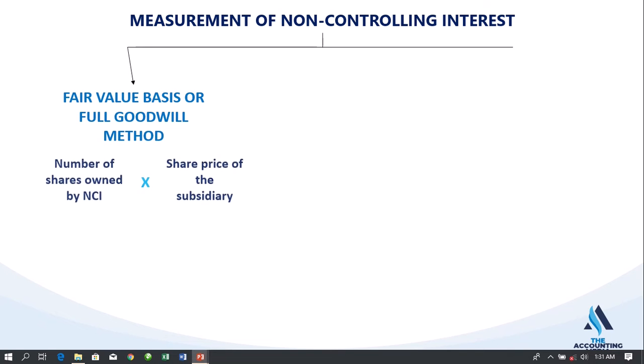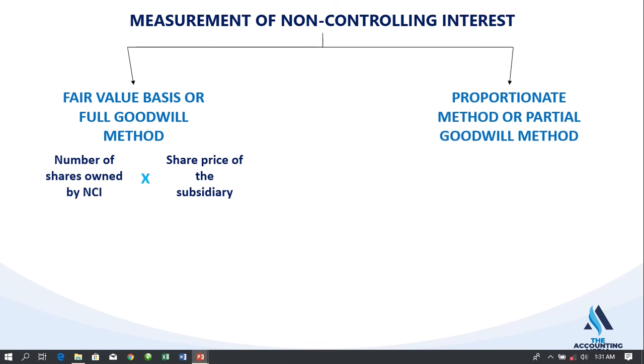I need to get the number of shares that is owned by the non-controlling interest multiplied by the share price of the subsidiary. Very easy. I determine the number of shares that belongs to non-controlling interest and I multiply by the share price of the subsidiary. Aside from this, we can also use the proportionate method, or what we call the partial Goodwill method.